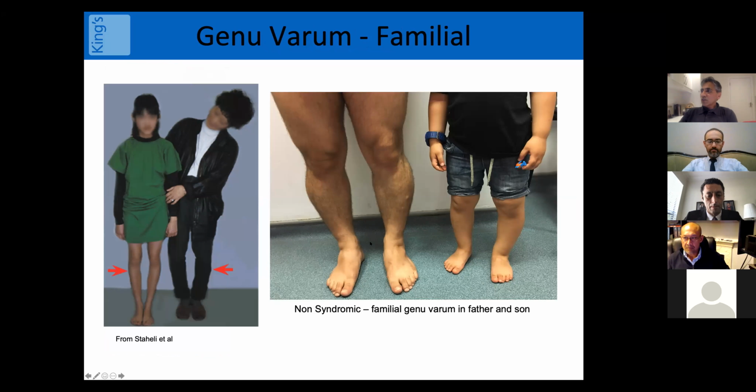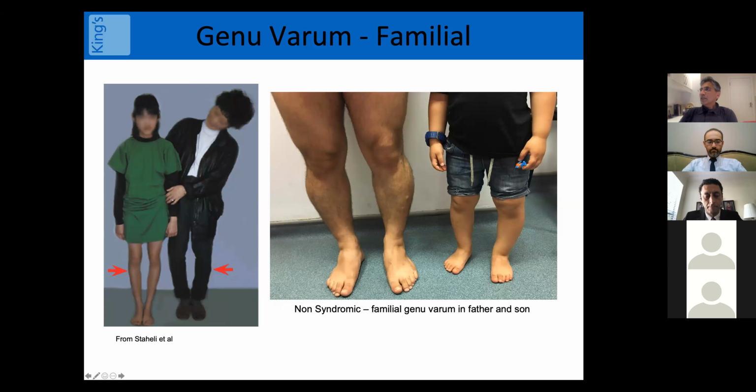This was another child who came to my clinic, nearly 4. We were a bit astounded: the mother used to come, and then one day the father came, and I just looked at the father and said, show me your legs. And they look similar. So this is again a familial form. It's not syndromic because his x-rays were normal.